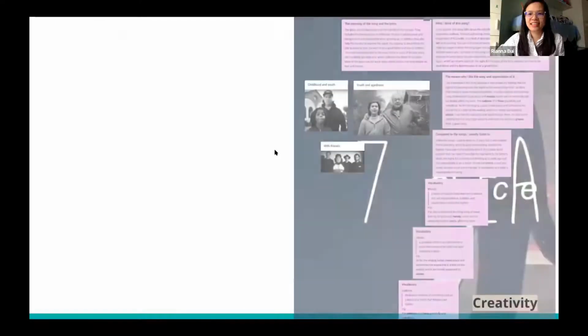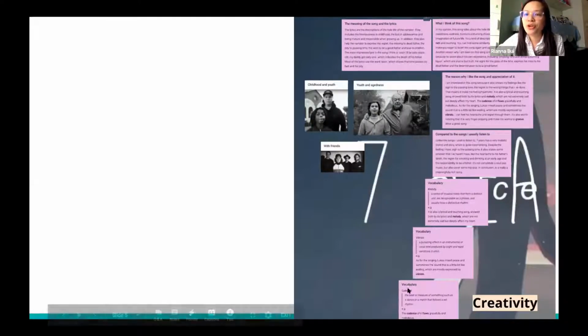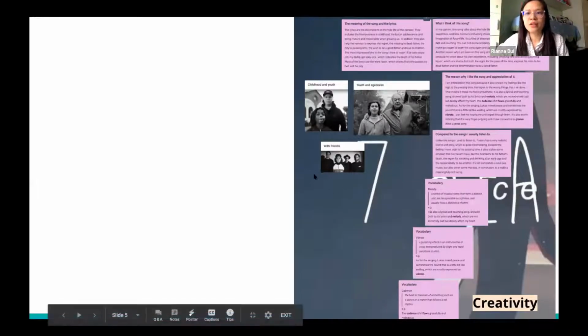And here is the result. You can see this is the whole poster. My student chose the song 7 Years. It is really creative how she organized her post-it notes in the shape of the number 7. Not until she told me did I realize that. In each post, she responds to one question that I ask her: the meaning of the song, what she thinks about the song, how it compares to other songs she has listened to, and some of the new vocabulary she has learned from this song.